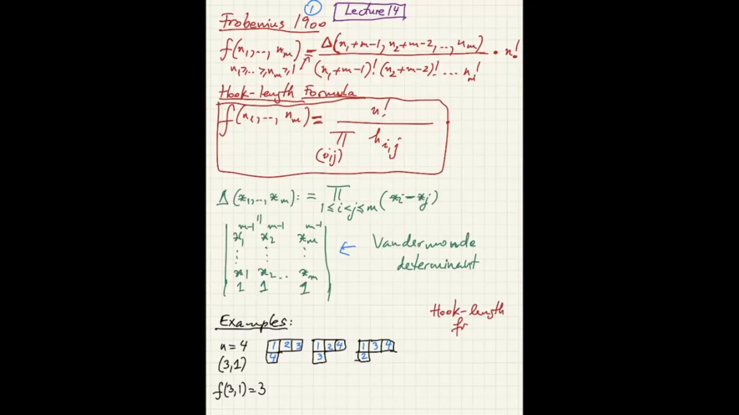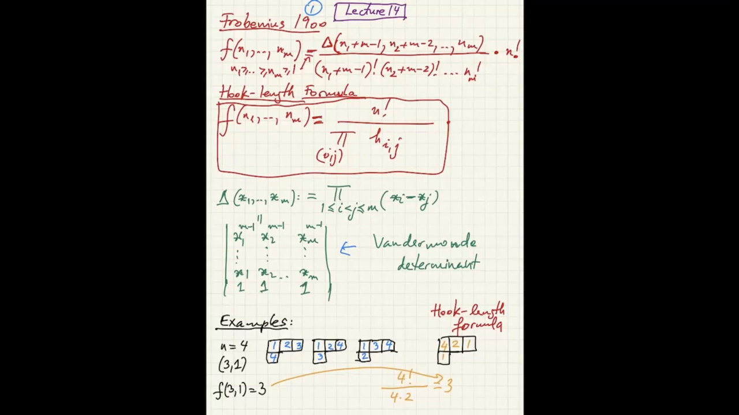So I will just draw the shape here, and I will write inside it the hook lengths. Let me give it a different color. So this is 1, this is 2, this is 4, and this is 1. And so from the hook length formula, we get n is 4, so it's 4 factorial divided by 4 times 2, and this equals 3. So it's correct. I leave it to you to do this shape, which corresponds to 2, 1, 1. So use the hook length formula for that one.